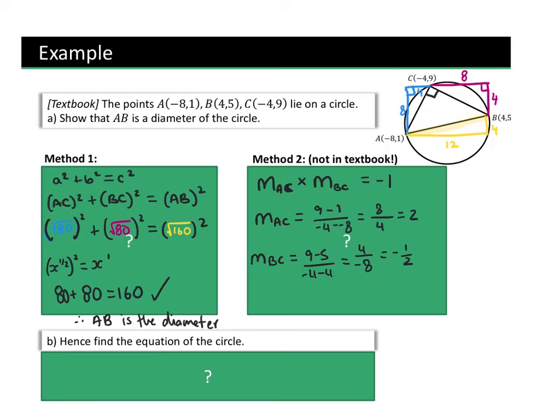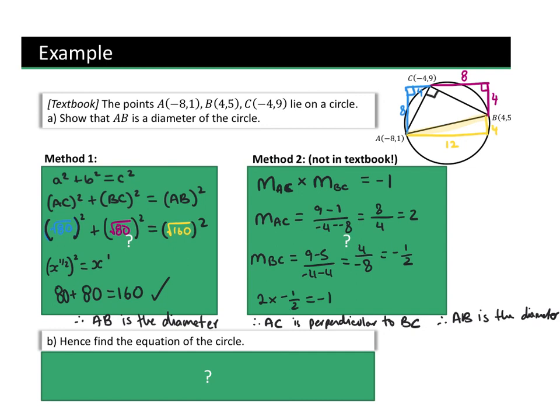Okay? So therefore, 2 multiplied by -1/2 equals -1. Therefore, AC is perpendicular to BC. Therefore, AB is the diameter. Perfect. Okay, so that's 2 different methods. Again, there is no right answer here. Both of them will score marks.